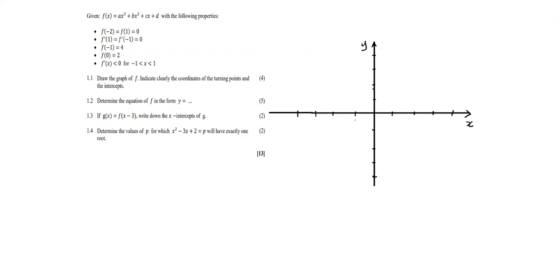They are saying f at -2. It means that, let's say this is -1, this is -2, -3, and -4. 1, 2, 3, then 4. So now, to draw this graph, they are saying f at -2. Remember, we are dealing with a cubic function. They are saying f at -2 equal to f at 1 equal to 0.